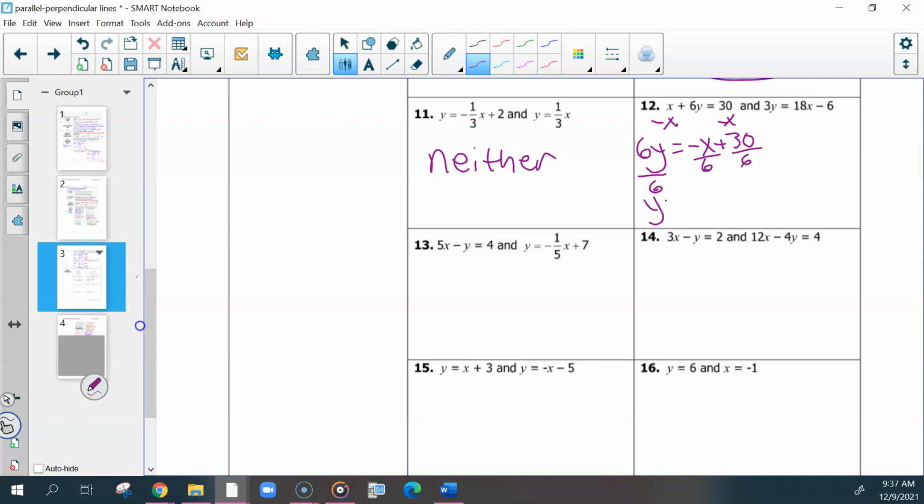So we have y equals -1/6x plus 5. Lily, Nicholas, make sure you're writing this down. For the other one, it's almost in slope-intercept form. We just need to divide everything by 3. So we have y equals 6x minus 2. So it's perpendicular.